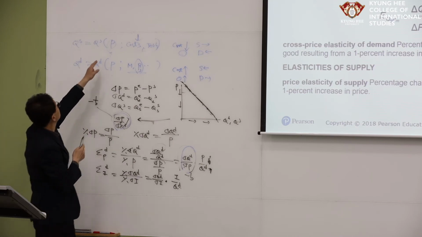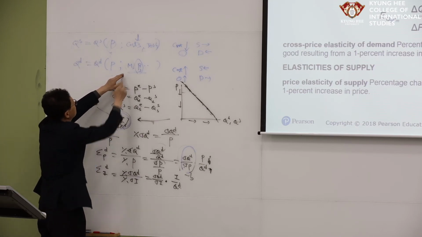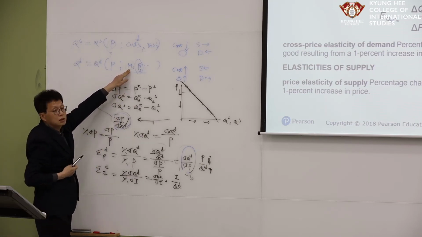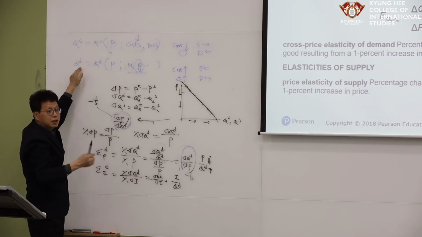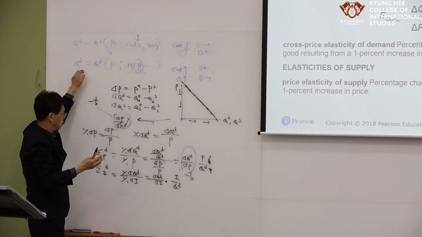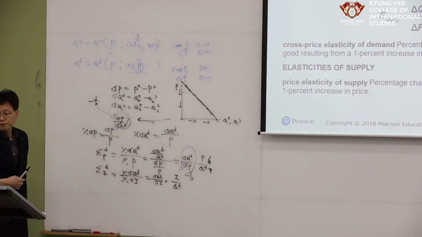So now look at this demand function. If income increases by 1%, then how many percent does quantity demanded change or increase? Usually it increases like this, right?